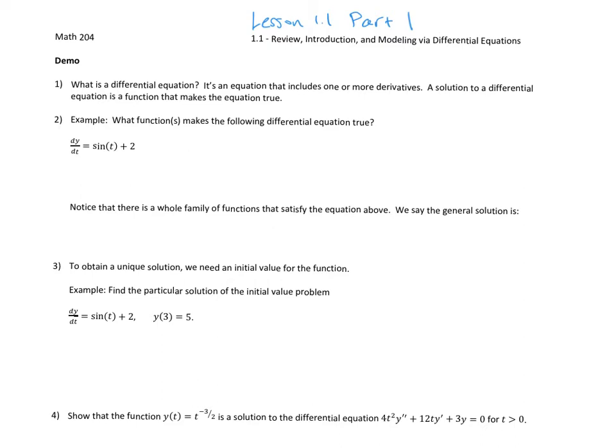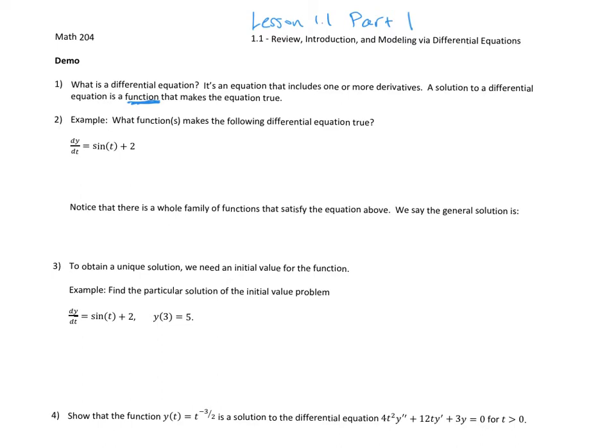So, what is a differential equation? It's an equation that includes one or more derivatives. A solution to a differential equation is a function that makes the equation true. So that's what makes differential equations very different from the equations that you've solved in the past. It includes derivatives, and its solution, rather than being a number, is a function.